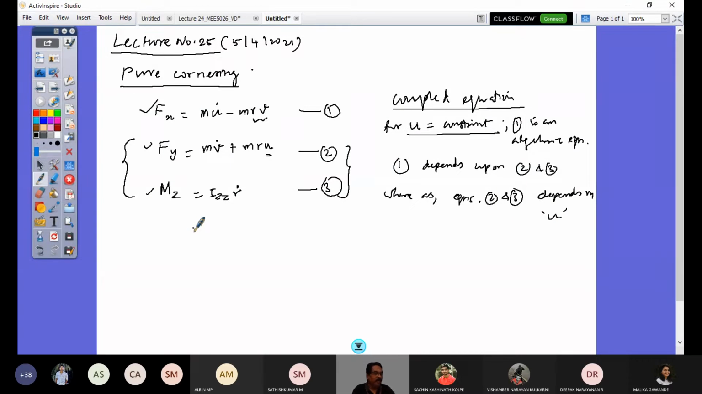Any doubt in this? So I'm going to take now, in our study, equations 2 and 3. So let's now look at again our bicycle model.